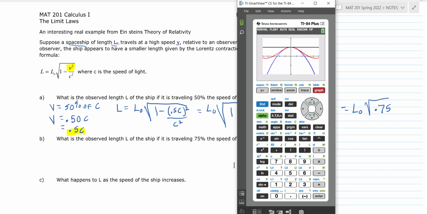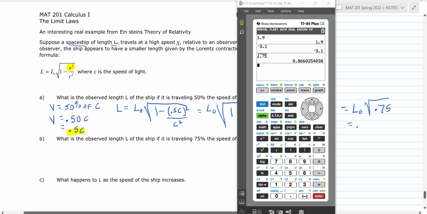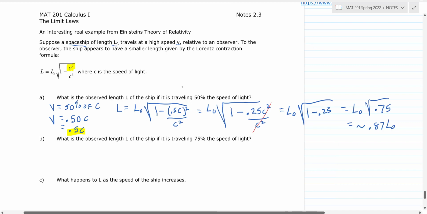Now, if I take the calculator on this, I'm just going to take the square root of 0.75. So that's about 0.87 L naught. So the conclusion we get on this is it appears that it contracted by 0.87. So you've got this original length like this, and that is the observer, okay? So the speed on the spaceship, it looks like their distance has contracted by 0.87. So that is the result that we get on that then.